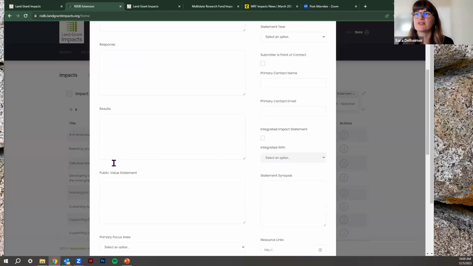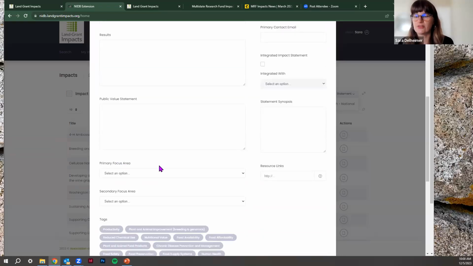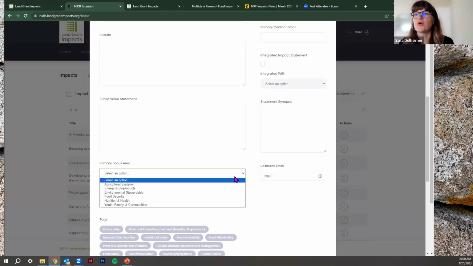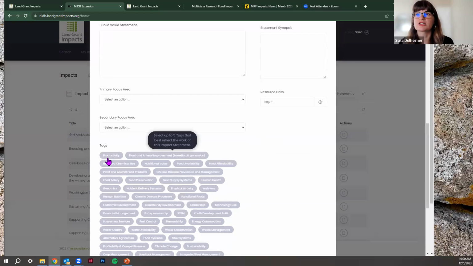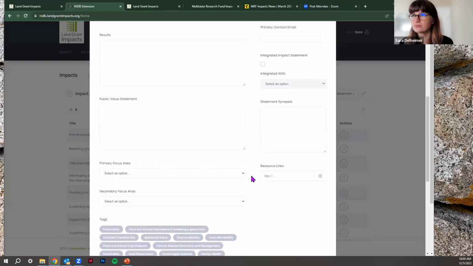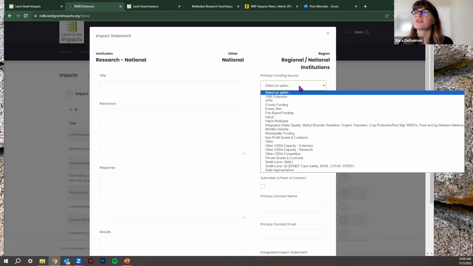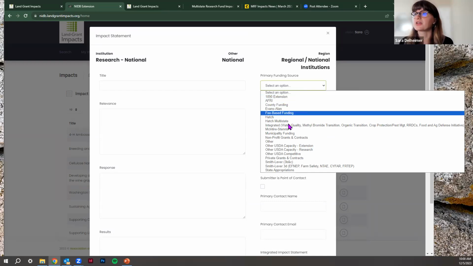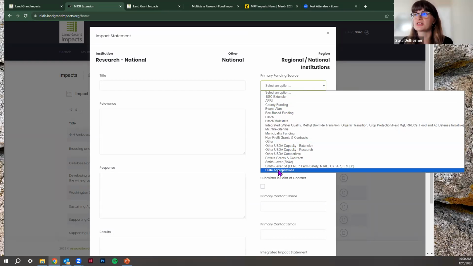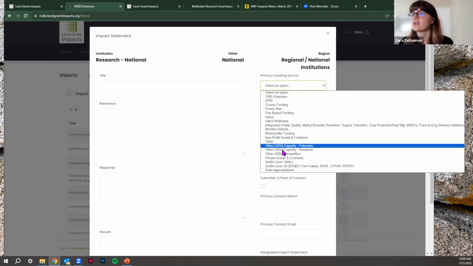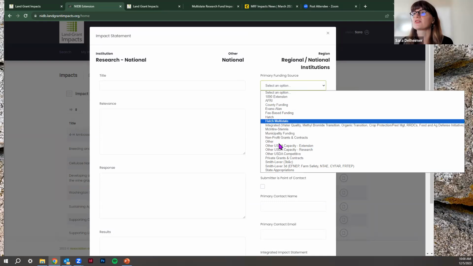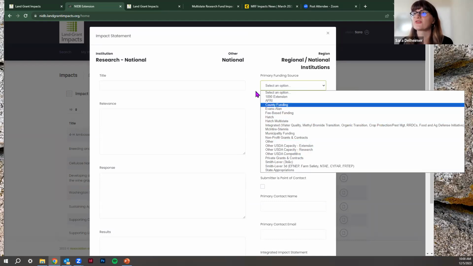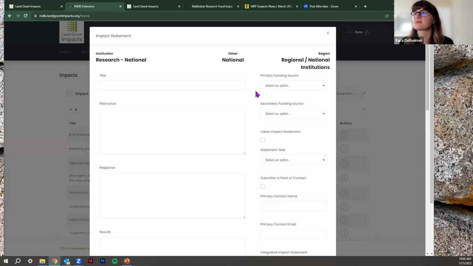Beyond those text boxes, there are different drop downs and things to check that are going to help categorize the impact statement. So focus area, select one of those. You can select some more specific tags about the different topics the impact statement covers. It's especially important to select the funding source. And again, you can see on this drop-down menu, there's state appropriation, county funding, things that are not NIFA. So it should be a pretty extensive list of the different types of funding that your projects and programs might receive.